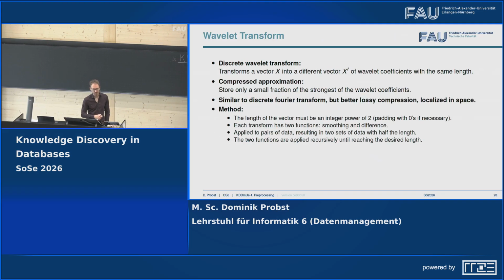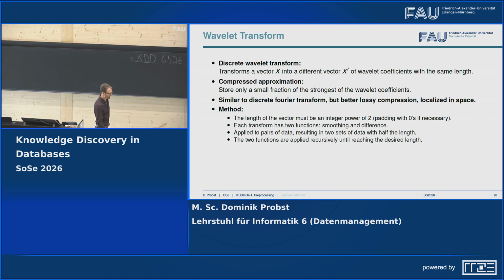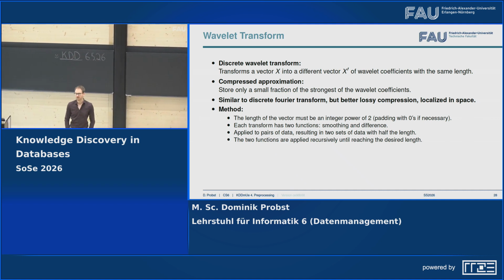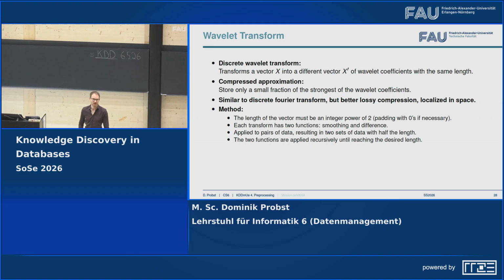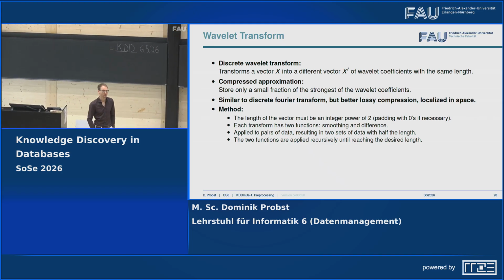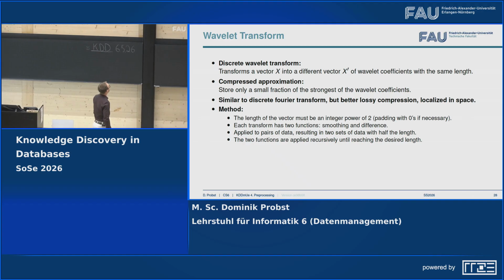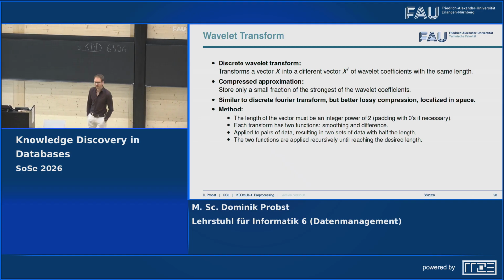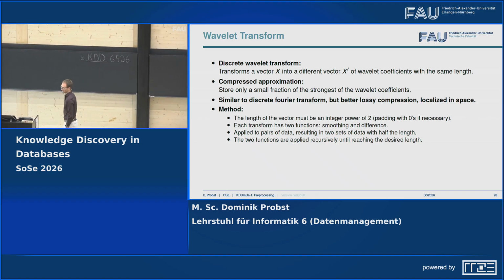One method we can use for that is the wavelet transform. The wavelet transform can be done in multiple ways. We are specifically talking about the discrete wavelet transform. We are only taking a look at the discrete variant, because the other variants get too complicated. That's something you can also do in other lectures.